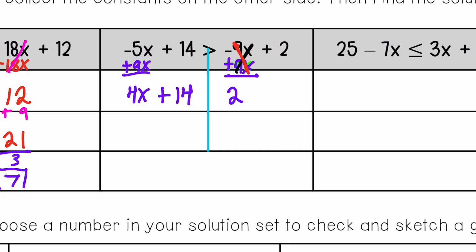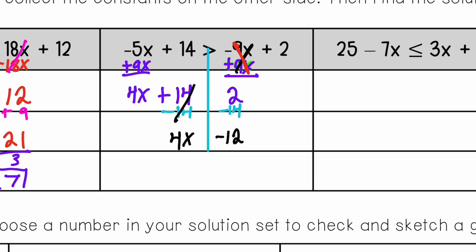The next thing I need to get rid of is I need to move my constant. So how do I get rid of a positive 14? By subtracting 14 on both sides. From there, positive 14 and -14 goes away, and I'm left with just 4x. 2 minus 14 is -12.